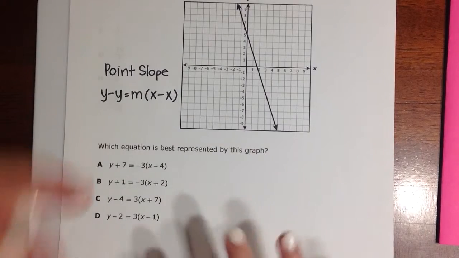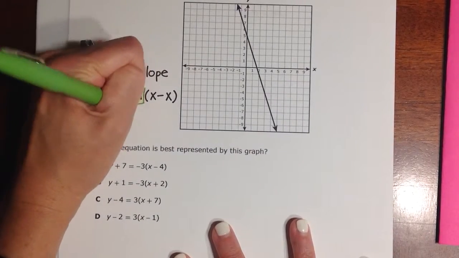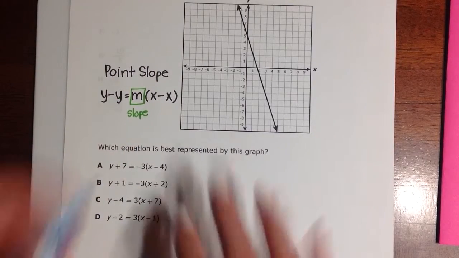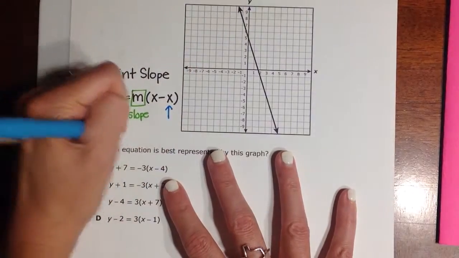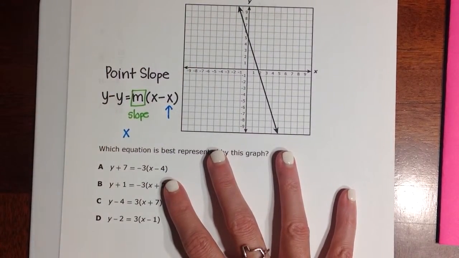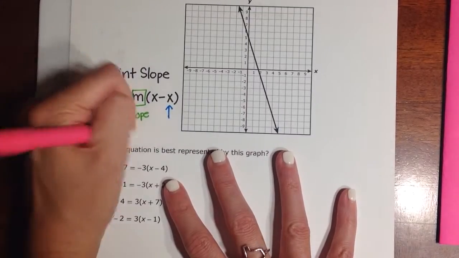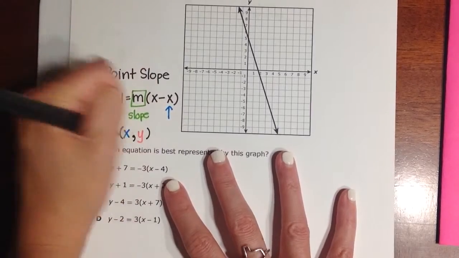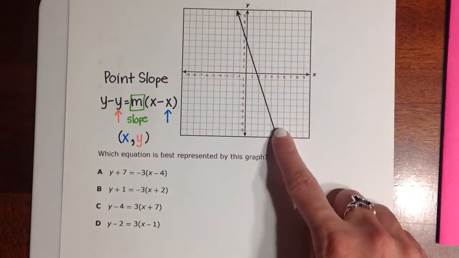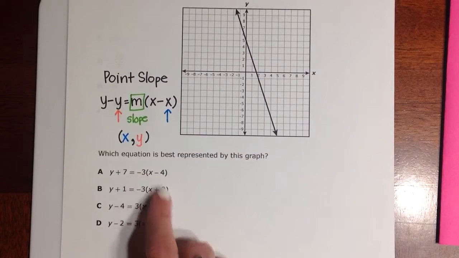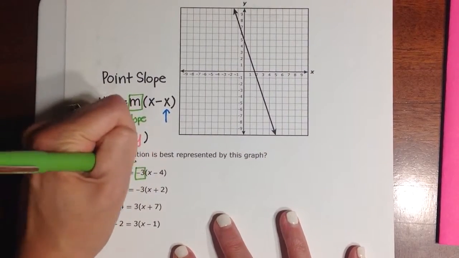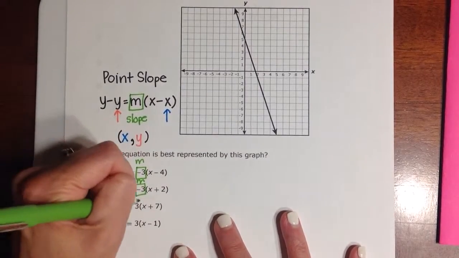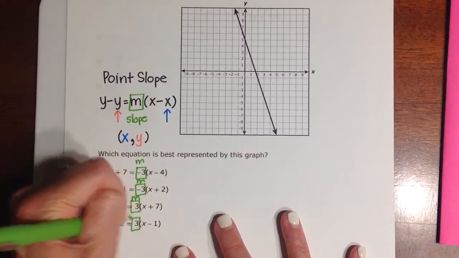And m, you know, is your slope, okay? But it also contains an ordered pair from the line. This is your x value from the ordered pair, and then you have a y value here. And those are some ordered pair. It could be any ordered pair off of that graph line. So I'm looking at A. Well, it says my slope is -3, that's m, and B is a -3. My slope in C is +3, and the slope in D is +3.